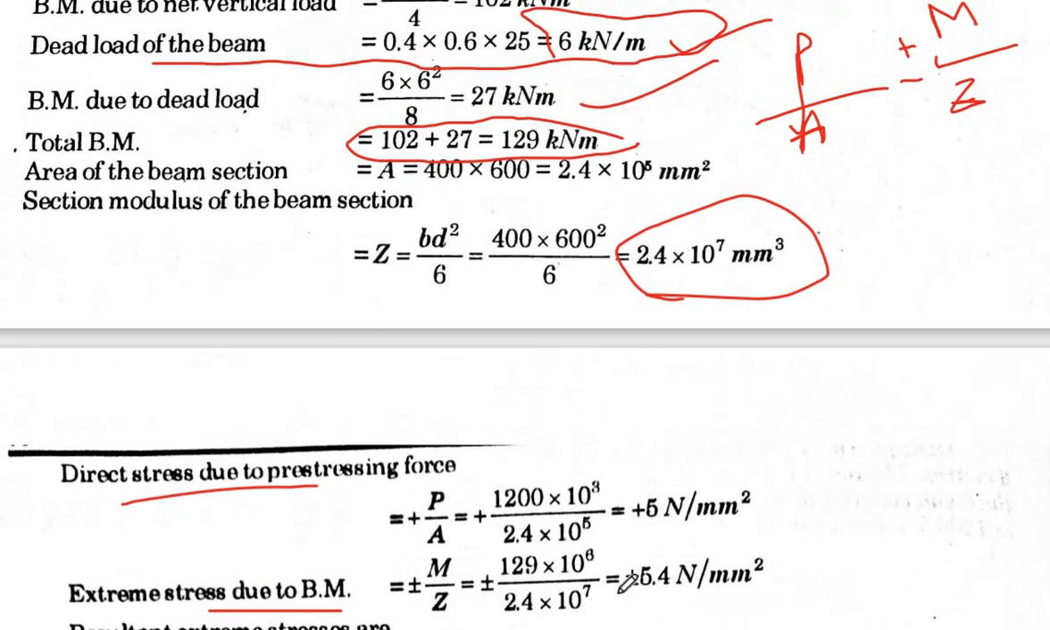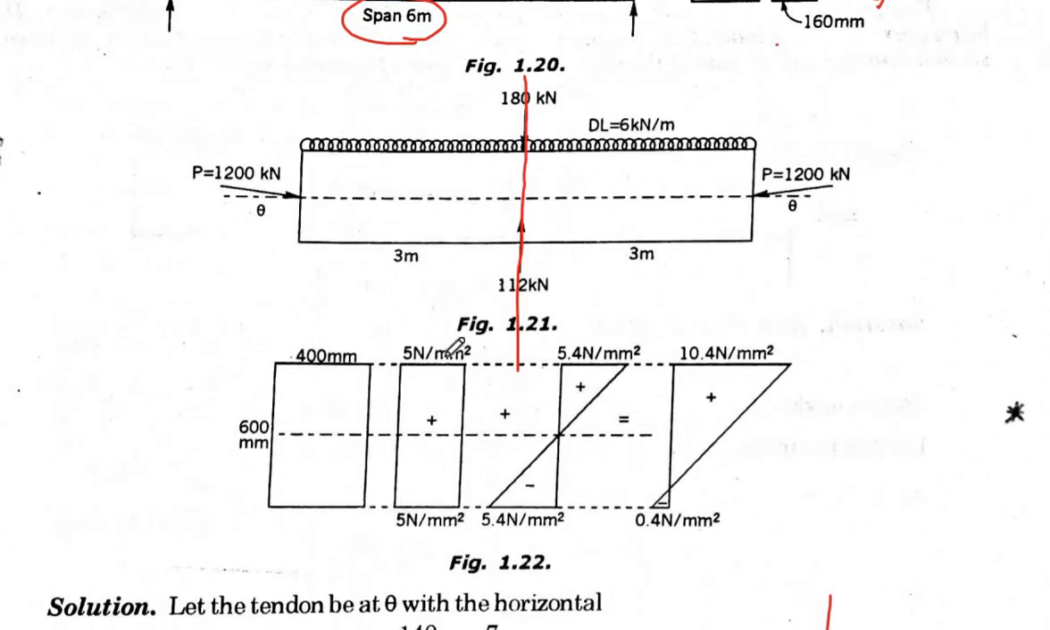So this is your stress diagram. Here this is direct stress, 5 Newton per mm square, uniform, and you have M by Z, plus and minus: positive compression at the top and tension at the bottom. That was 5.4. Now the total stress, 5 plus 5.4, is 10.4 Newton per mm square compression, and at the bottom portion we have minus 0.4 Newton per mm square of tension. So this is the final stress diagram, with the total stresses at the top and the bottom.